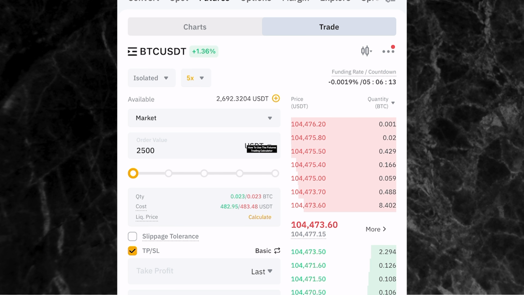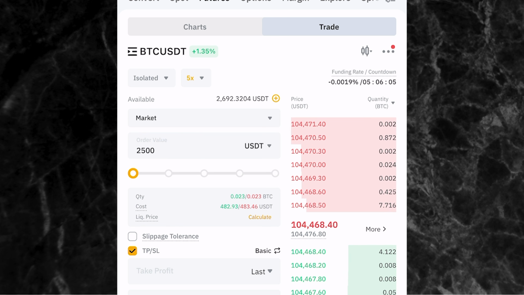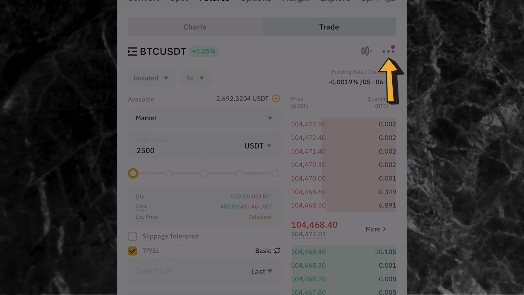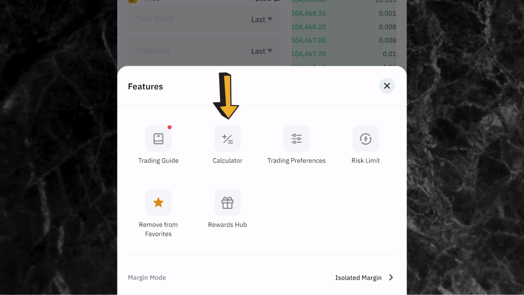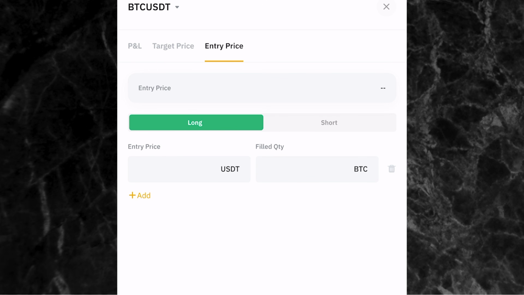Now, the next thing I want to show you is how to use the futures trading calculator to calculate how much you probably make or lose from a trade even before you enter the trade. So to do that, you come here to where you have these 3 dots where there is pointing to, you click on it, and then you can see where you have this calculator. Click on it again, and right here is where you can calculate your P&L, your target price, and your entry price. So let's start with P&L.